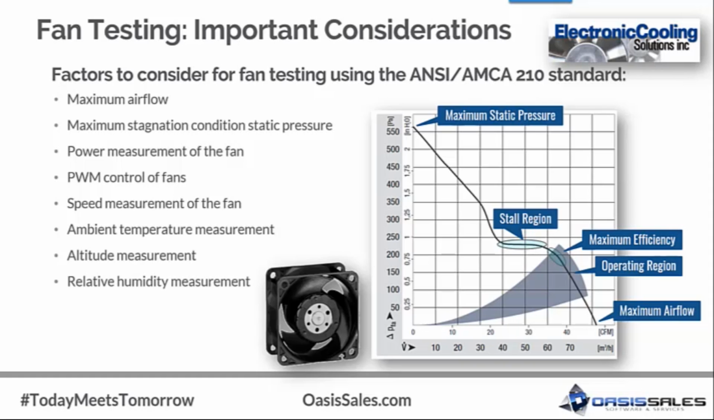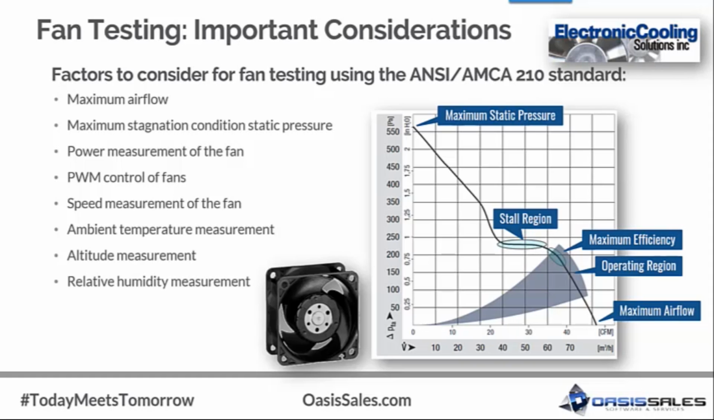Since airflow is measured across a calibrated nozzle in this methodology, it is important to accurately measure temperature of the airflow across the nozzle, the barometric pressure corresponding to altitude, and the relative humidity. All of these affect the density of the air. Relative humidity has a second-order effect on the density of air, as humid air is less dense than dry air.